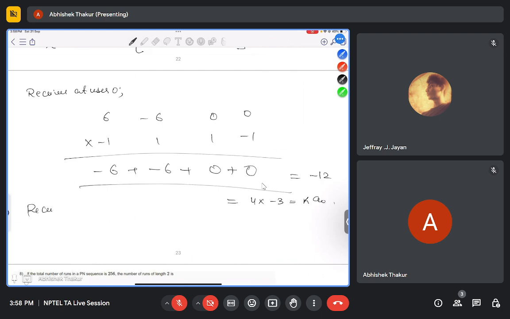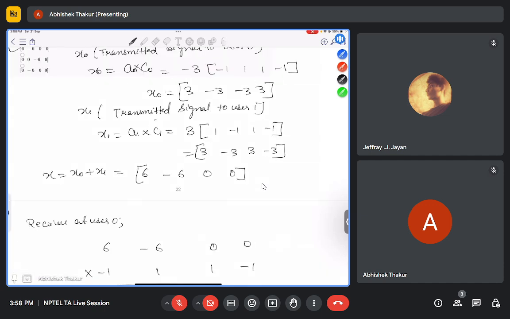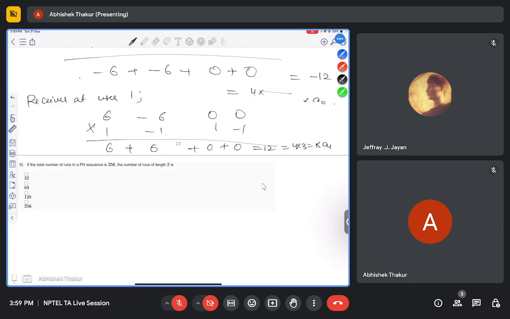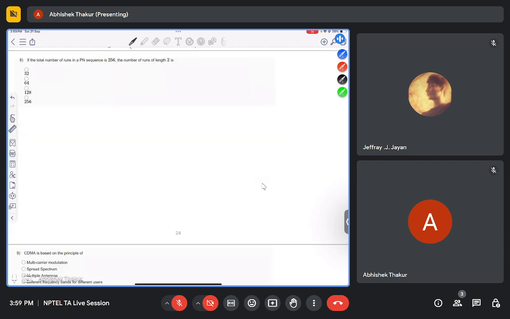Similarly, the receiver at user 1 will receive 6 minus 6 0 0, multiplied with the code 1 minus 1 1 minus 1. So we will get 6 plus 6 plus 0 plus 0, that is equal to 12. That is equal to 4 into 3, that is equal to k into a1. So in this way, the symbol will be received correctly.